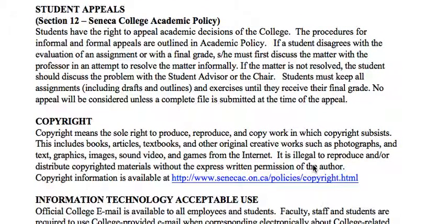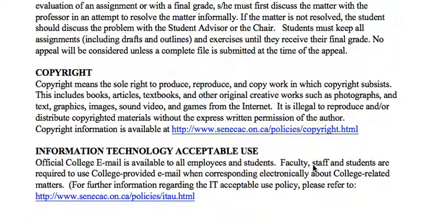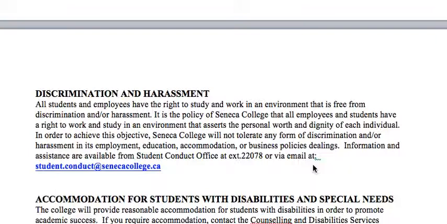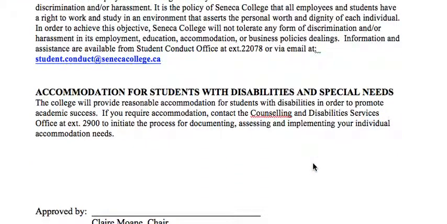There is information about copyright material, information about accepted IT usage, discrimination and harassment, and accommodations for individuals with any disabilities. So make sure that you are familiar with your rights and responsibilities as a student, as well as any accommodations that you might need. And if you have any questions about this, please let me know.